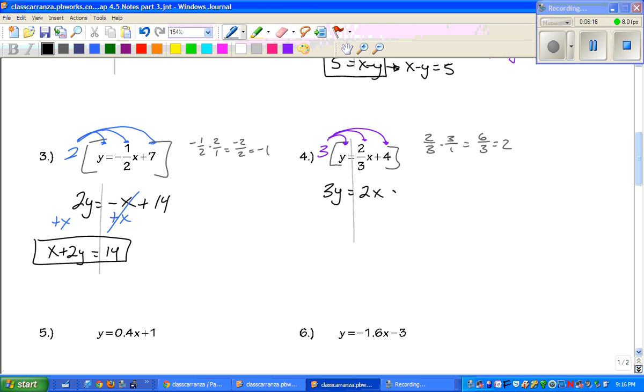So we know that that's 2x plus 4. So x is positive, so I'm going to subtract the 3y to the other side. And we get 0 equals 2x minus 3y plus 4. Subtract the 4 to both sides. And we get negative 4 equals 2x minus 3y.